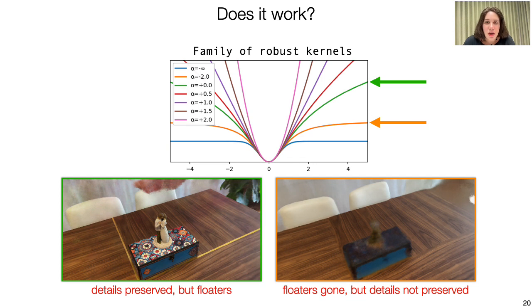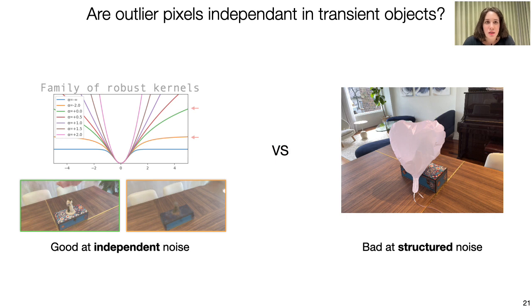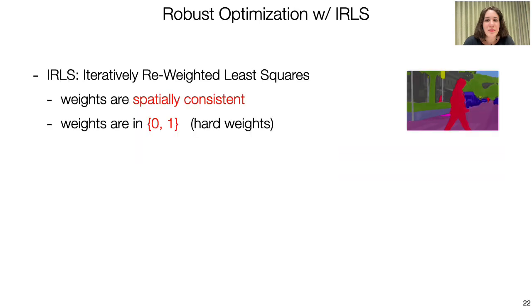The underlying assumption behind robust estimators is that outlier pixels are independent processes, but it doesn't hold for transient objects such as this balloon. So we design a specific robust loss for NeRF with the spatial consistency of objects in mind. Our formulation is based on two insights. First, we know that the outlier objects are spatially consistent, and second, we know that hard masking the transients would result in a perfect optimization.